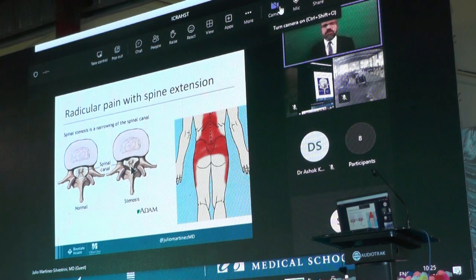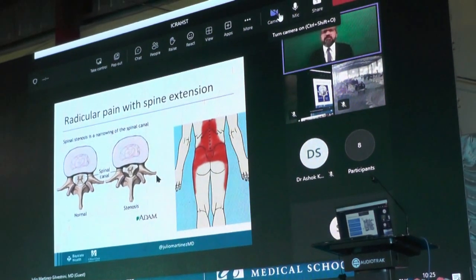Now, most patients with spinal stenosis will not have back pain, even though this illustration shows that. Most of these patients with spinal stenosis will have pain with standing, and they will have pain in their buttock and the posterior thighs.